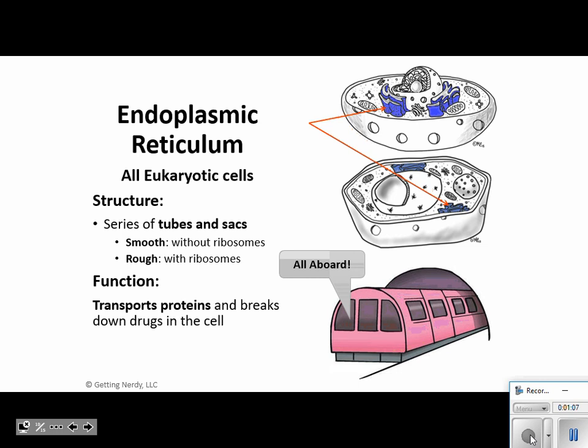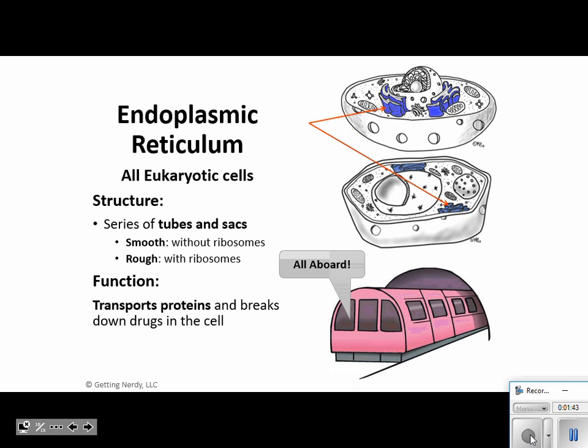So, the structure of the endoplasmic reticulum is that it's a series of tubes and sacs that may or may not have ribosomes. Okay? So, if I'm talking about a smooth ER, it's a series of tubes and sacs without ribosomes. If I'm talking about a rough endoplasmic reticulum, I'm talking about one that does have ribosomes.